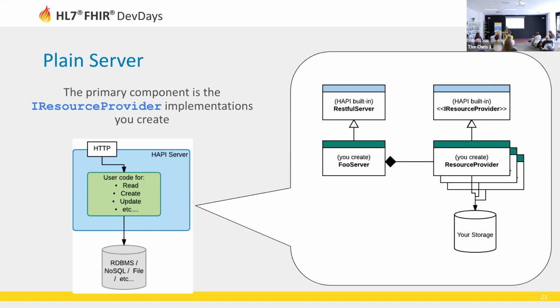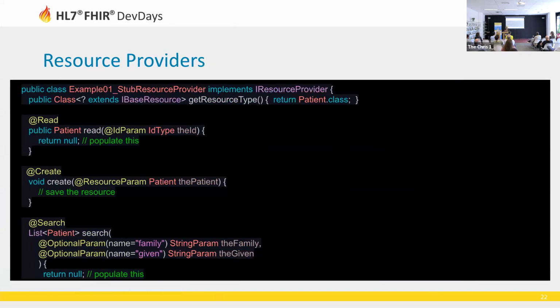HAPI will scan those classes and turn that into an HTTP server. We'll deal with everything else. It does it all quite nicely. So this is an example of what one of those classes will look like. As you can see, we've got @read, @create, @search. And of course, you would go in and fill in all of that logic to store, retrieve, fetch, search, all that stuff.